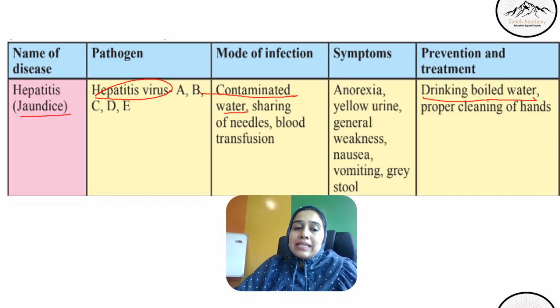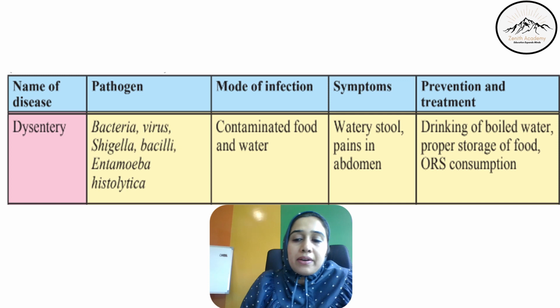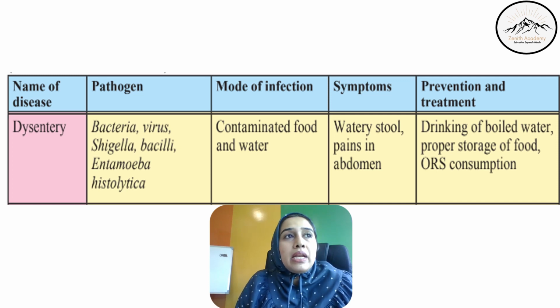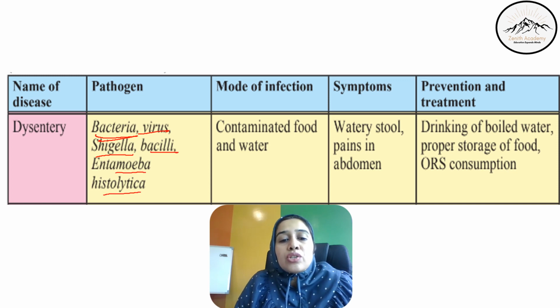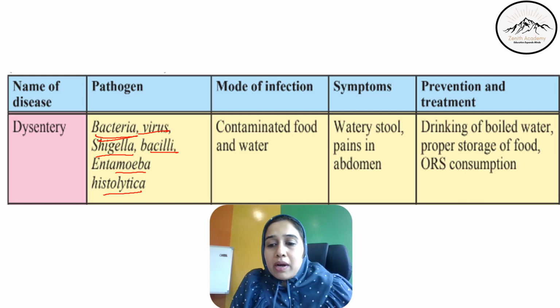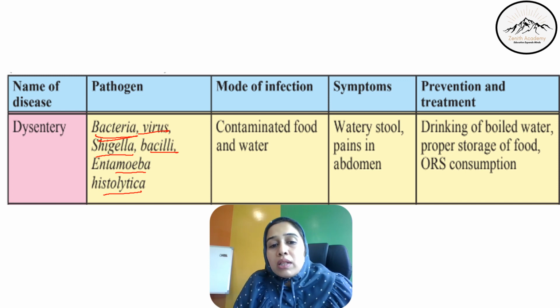Let's move ahead to the next disease, that is dysentery. Now dysentery mainly is like having very watery stools, loose motions, and vomiting. It is caused by bacteria and also by virus. Shigella, bacilli, Entamoeba histolytica, this is one name. Entamoeba histolytica is the name of a pathogen that causes dysentery. All these 4 or 5 pathogens can cause dysentery.